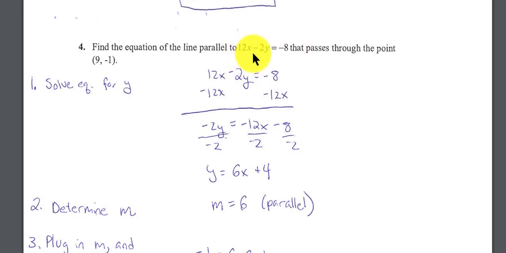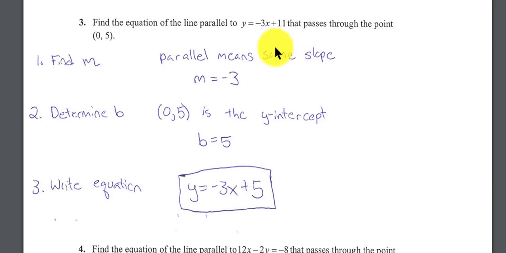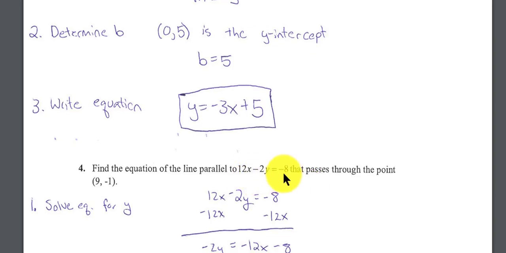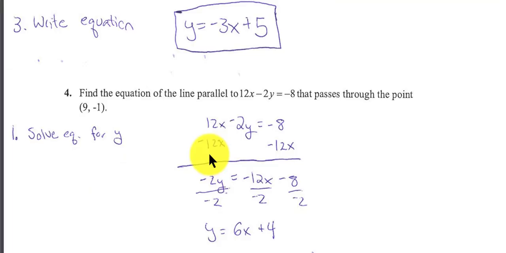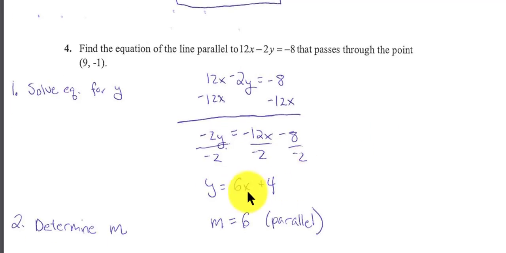Okay. If you look at number 4, see, this problem's not in slope-intercept form, right? See, the problem above was in y equals mx plus b form. This equation is not, so we have to do some math. So we bring the 12x over by subtracting 12x. Then we divide everything by -2. Make sure you watch your signs. And this is our new equation, y equals 6x plus 4.